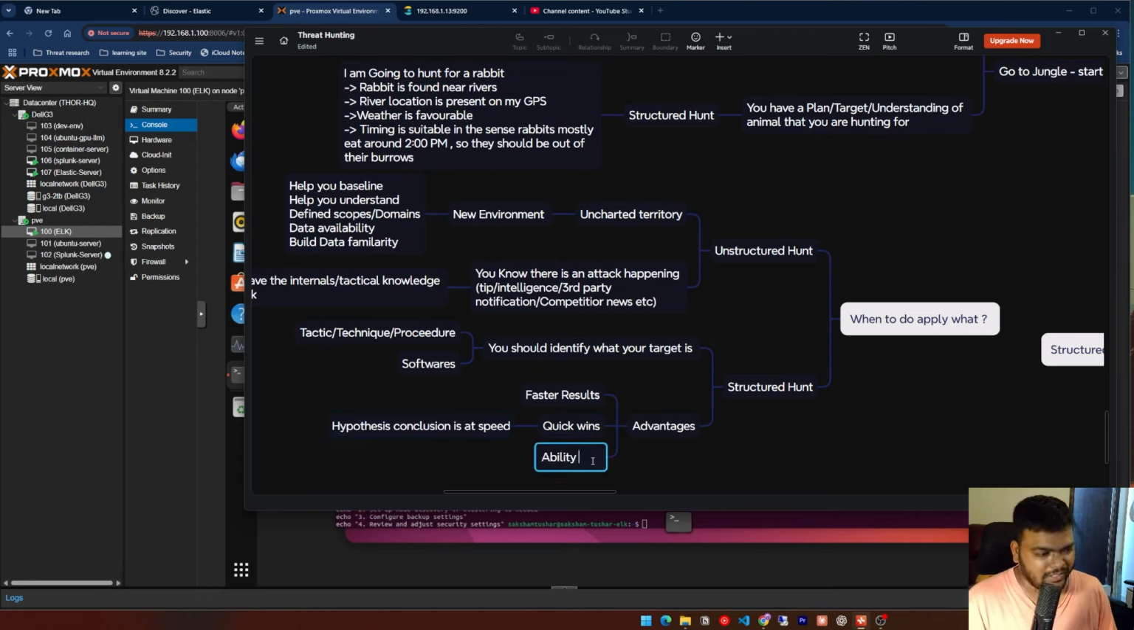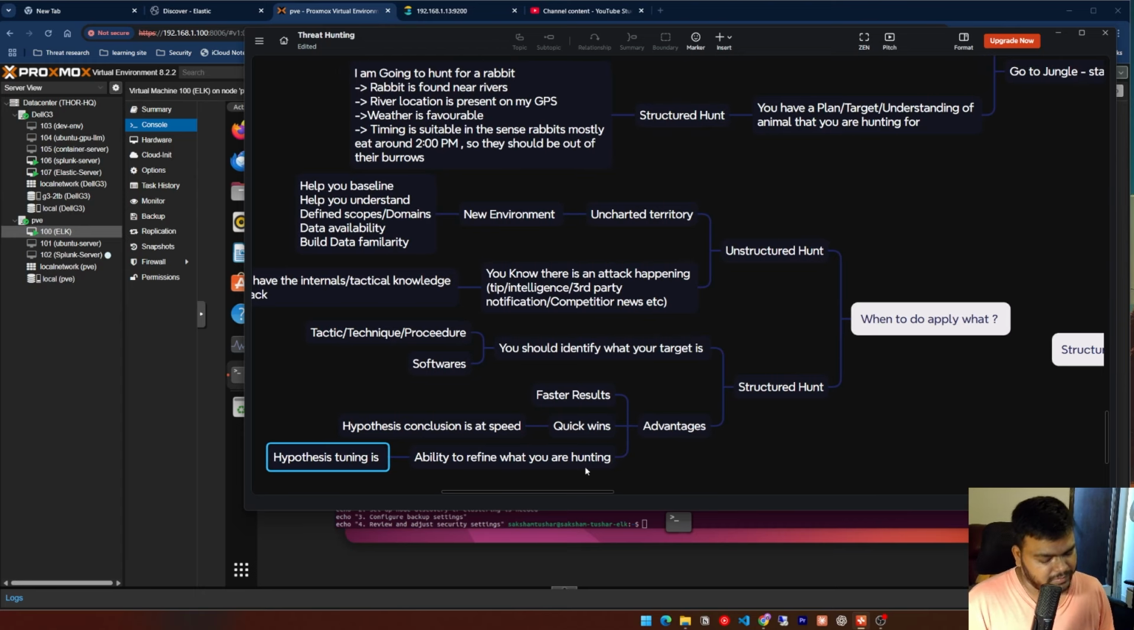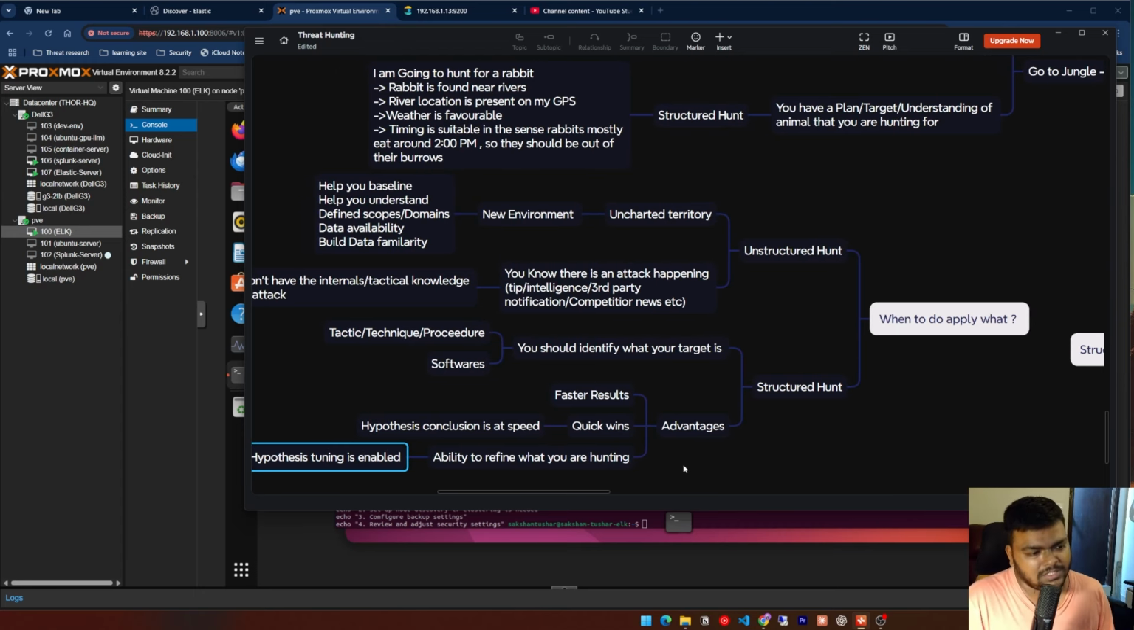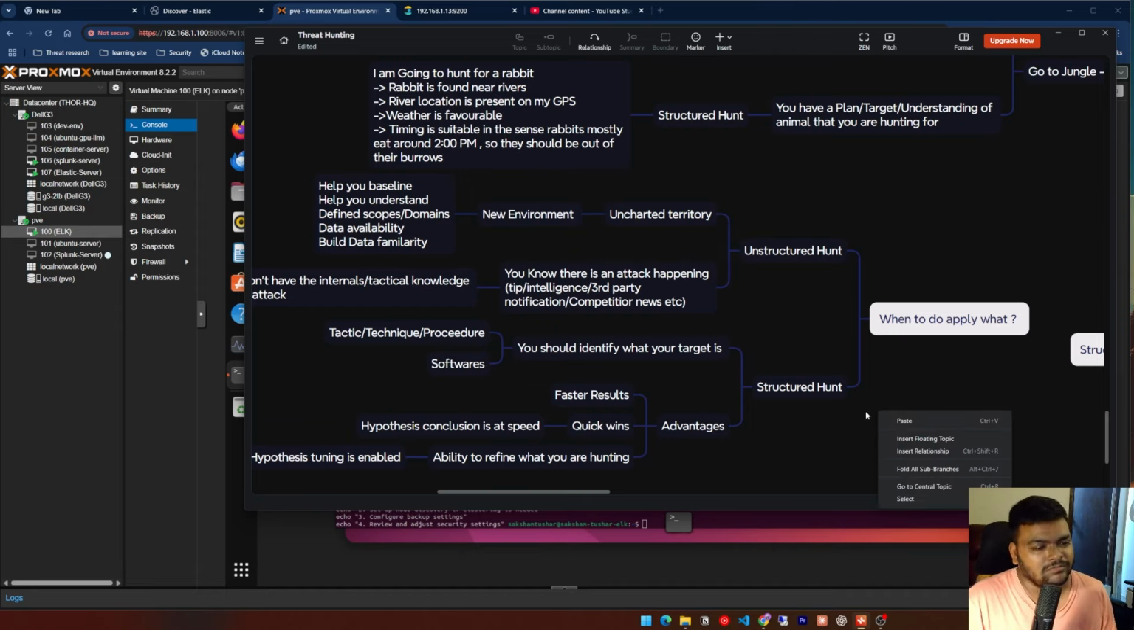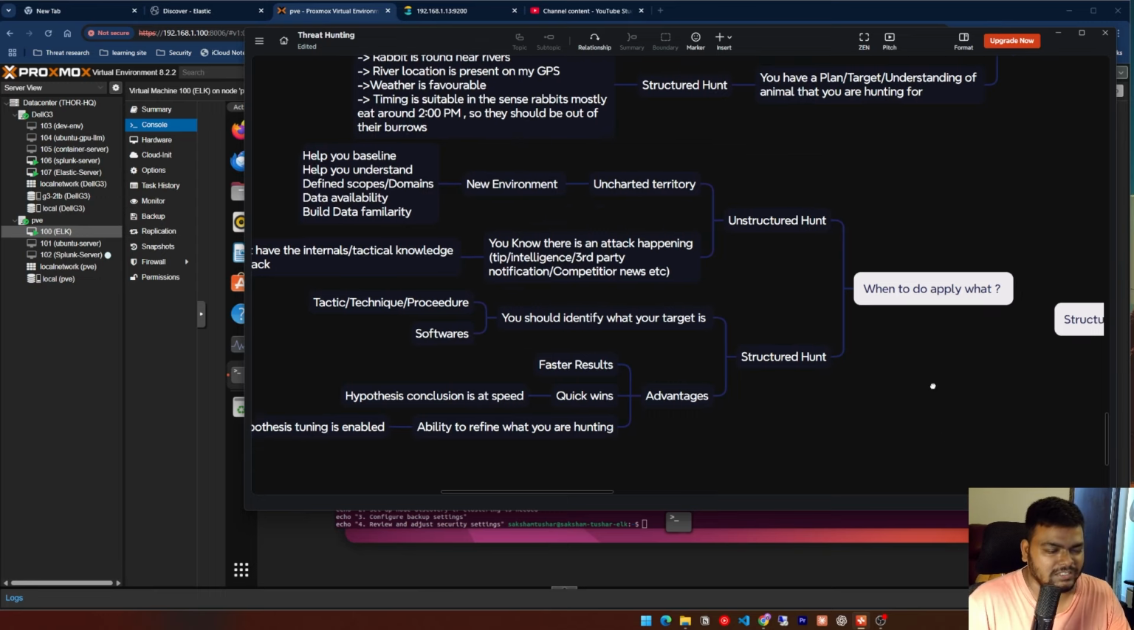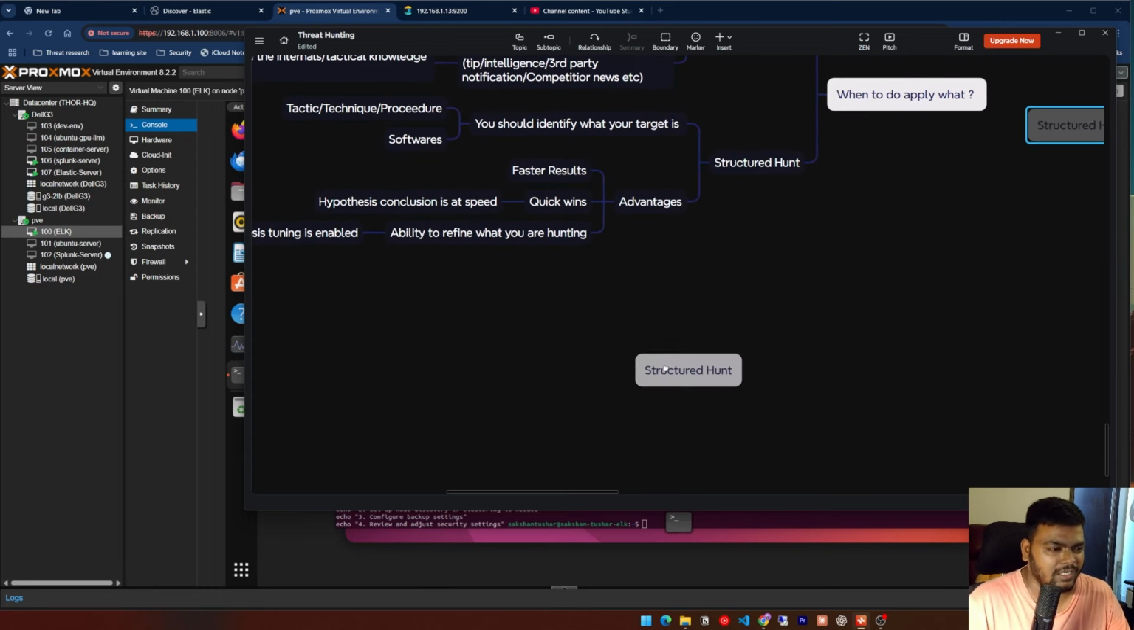right? Ability to refine what you are hunting. So basically you are able to tune your hypothesis, right? Hypothesis tuning is enabled, right? All of these are advantages. So do structured hunt wherever possible. Now moving away from this to actually understanding the levels of structured hunting, right?